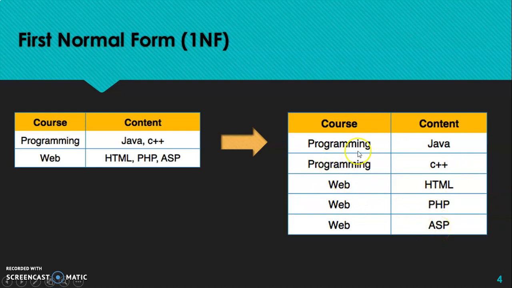Now you will say that here the values are repeating, but if I want to identify a particular record, each record is unique, because if I consider course and content together, programming and Java becomes a unique record. Similarly, web and HTML becomes a unique record. So there will be no repetition here. So converting this relation into 1NF, the value should be atomic.